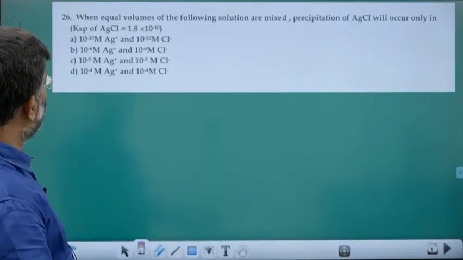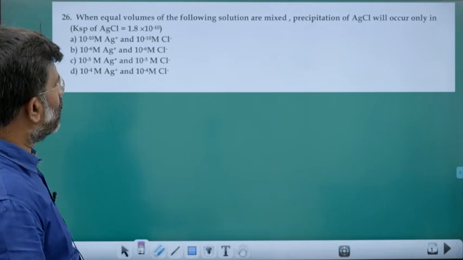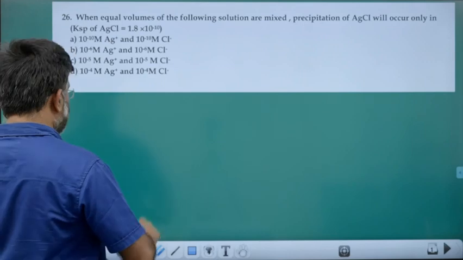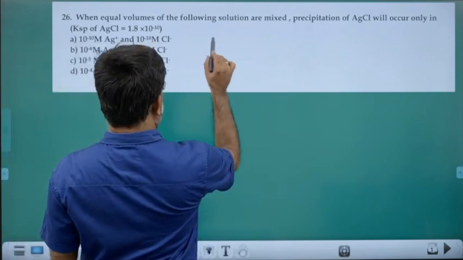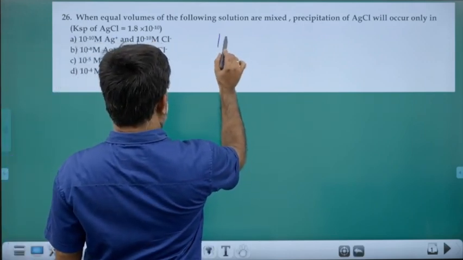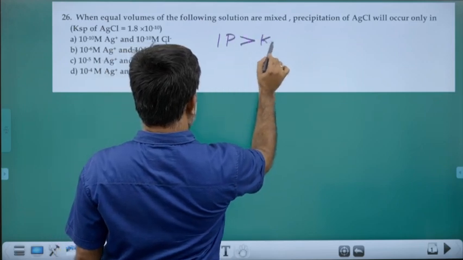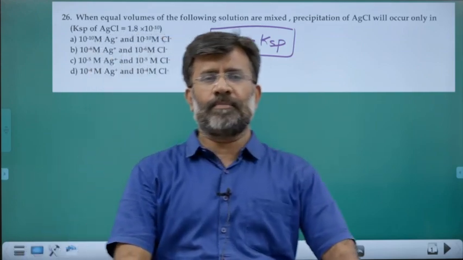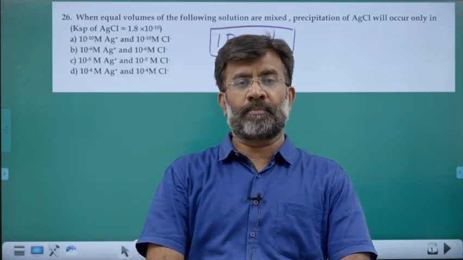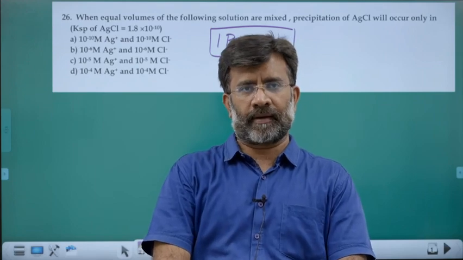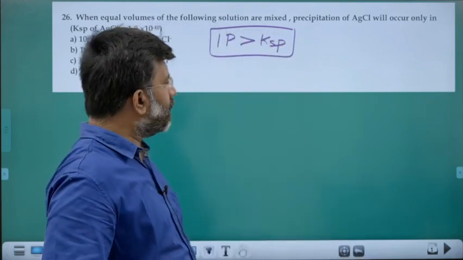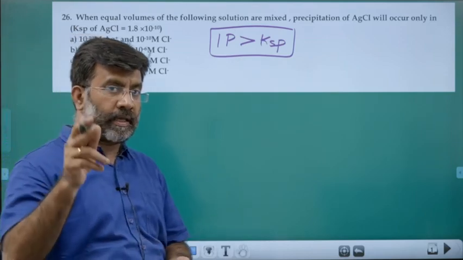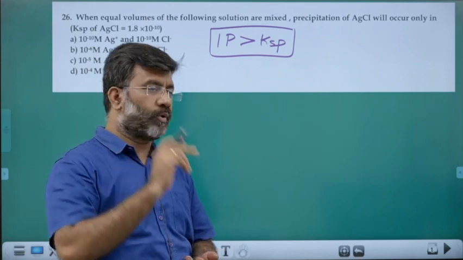When equal volumes of the following solutions are mixed, precipitation of AgCl will occur only in. I am sure all of you understand. Precipitation occurs when IP exceeds KSP. Whenever IP exceeds KSP, precipitation occurs. So in which case IP will exceed KSP, that you have to work out.